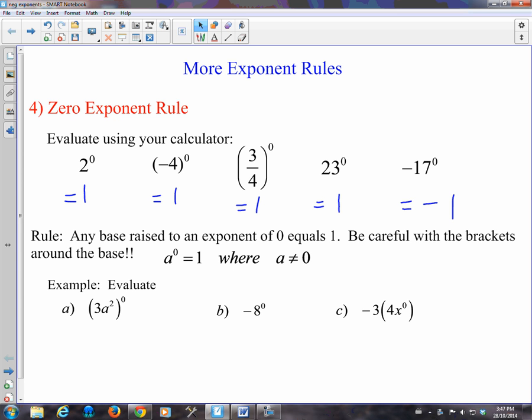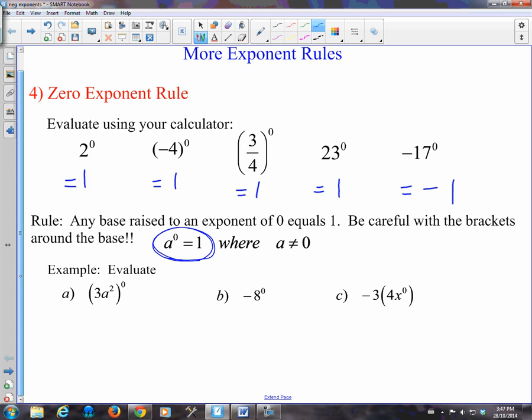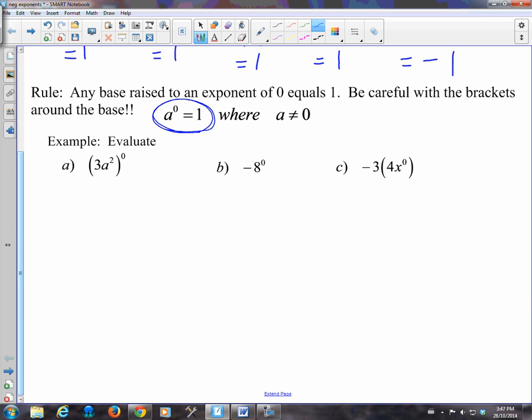Zero exponent rule. If you were to type these all into your calculator, 2 to the 0, negative 4 to the 0, 3 over 4 to the 0, 23 to the 0, negative 17 to the 0, you would end up with 1 for your answer. Don't believe me? Try it. Basically, the zero exponent rule is the easiest rule. Anything to the exponent of 0 will always equal 1. Anytime you have an exponent of 0, it will always equal 1.